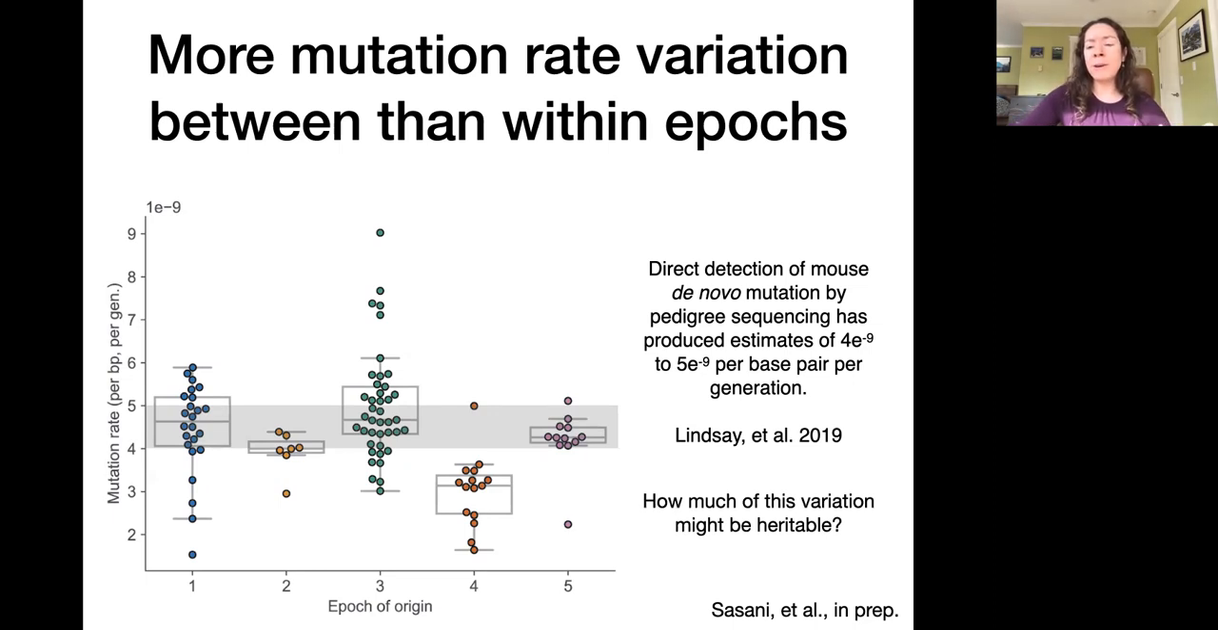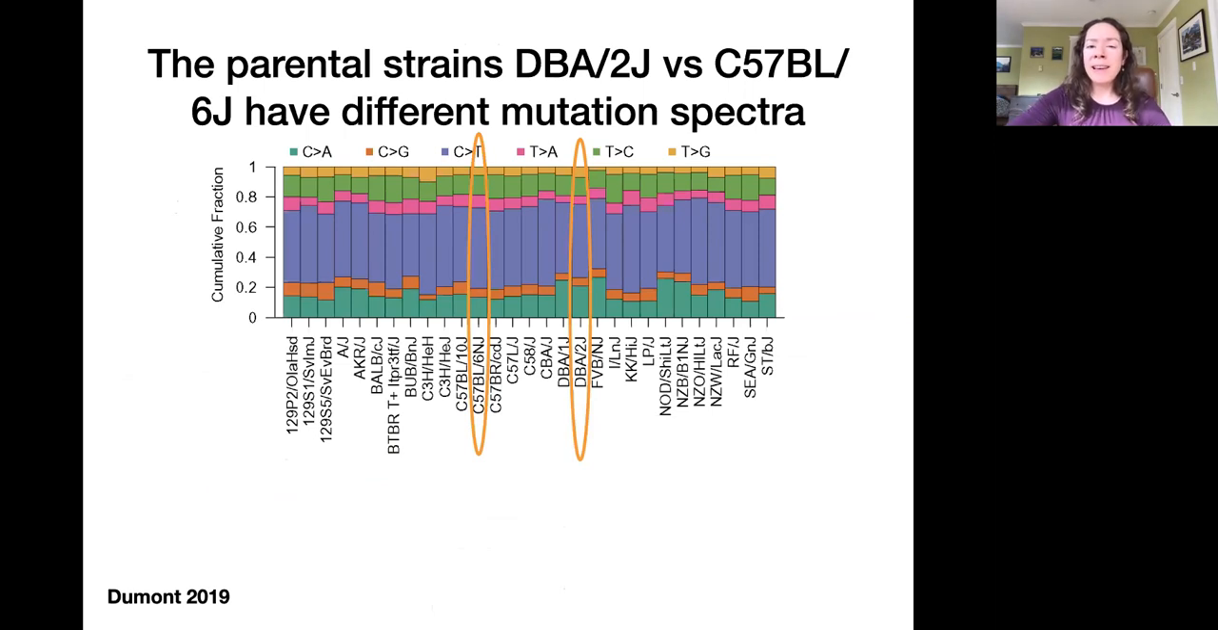And what we really want to know is how much of this variation in mutation rate might be heritable by genes, or factors that we could have some hope of mapping with this cohort. So one reason that we think there might be genetically encoded differences in mutation rate between C57 Black 6 and DBA2J is this previous paper by Beth Dumont, which looked at the mutation spectra of these among other lab mouse strains.